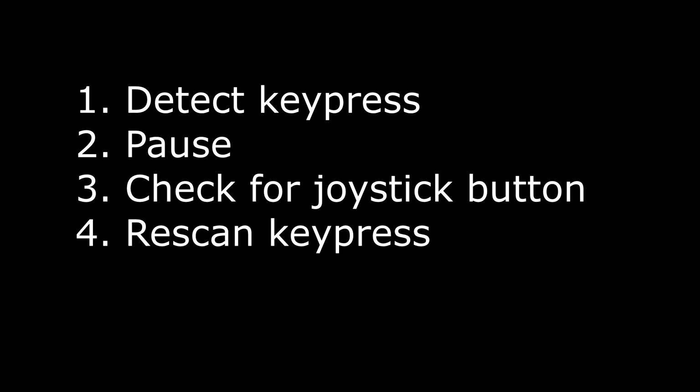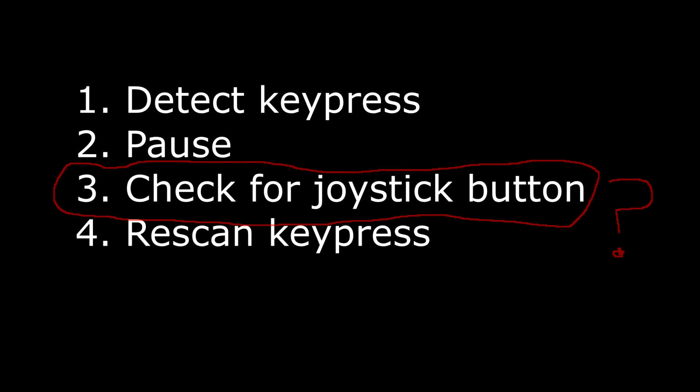Why go through all the trouble of converting to ASCII if we might need to throw all that work away if we detect chatter? Second, why are we waiting until now to do the joystick button check? The steps are, first, we're detecting a key press, pausing, checking for the joystick button, and then rechecking the key press to do the debounce. Why is the joystick button check mixed up in the middle of all this?